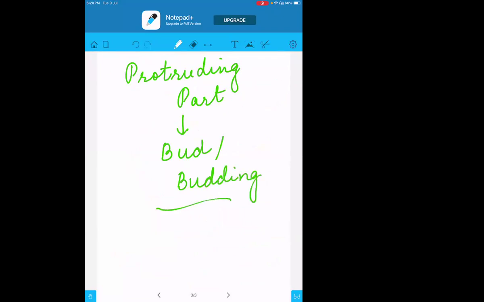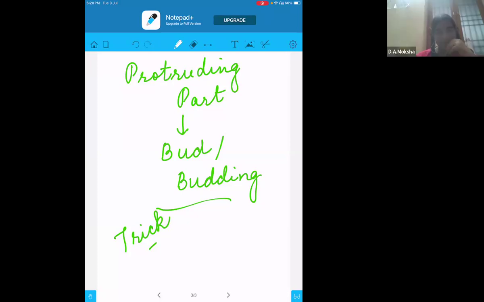So this is actually a trick for you to learn. They will not directly give you the word budding. Instead, they will give you the word protruding. So wherever you see the word protruding in the board exam, definitely that question is related to budding. Am I clear, children? Yes, ma'am.